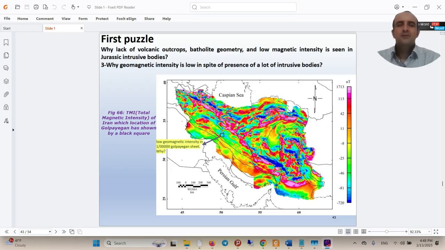And for the third part of our first puzzle, I would like to use geophysics, my major, and analyze geomagnetic intensity in the Gulpaigan area. In fact, we have already established that Jurassic intrusions in Gulpaigan exhibit a lack of volcanic rocks and batholithic geometry. Now we add a third puzzling observation. Why is geomagnetic intensity low in spite of the presence of a lot of intrusive bodies?